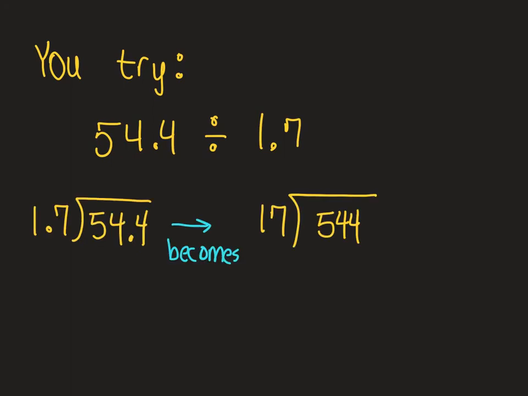Are you right so far? 32 is your answer. 544 divided by 17 is 32. And that means that this answer over here would have also been 32.